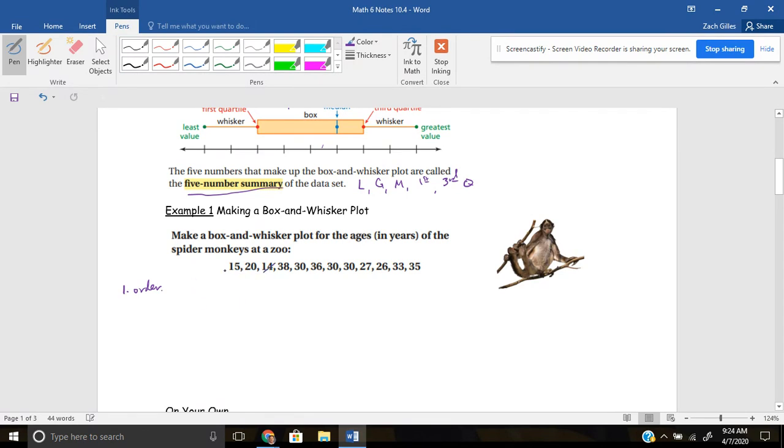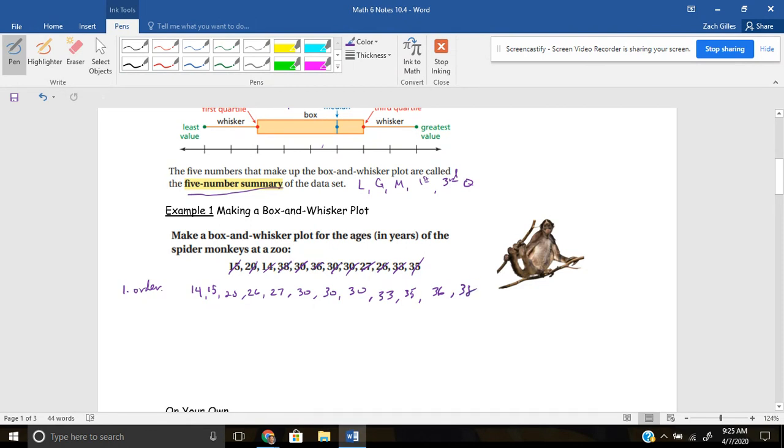So looks like 14 is my smallest number, and then 15, and then 20, and then it looks like 26 and 27 are my next smallest, and then I've got 30 a couple times here, and then 33 and 35 and 36 and 38. Looks like I've got everything there.